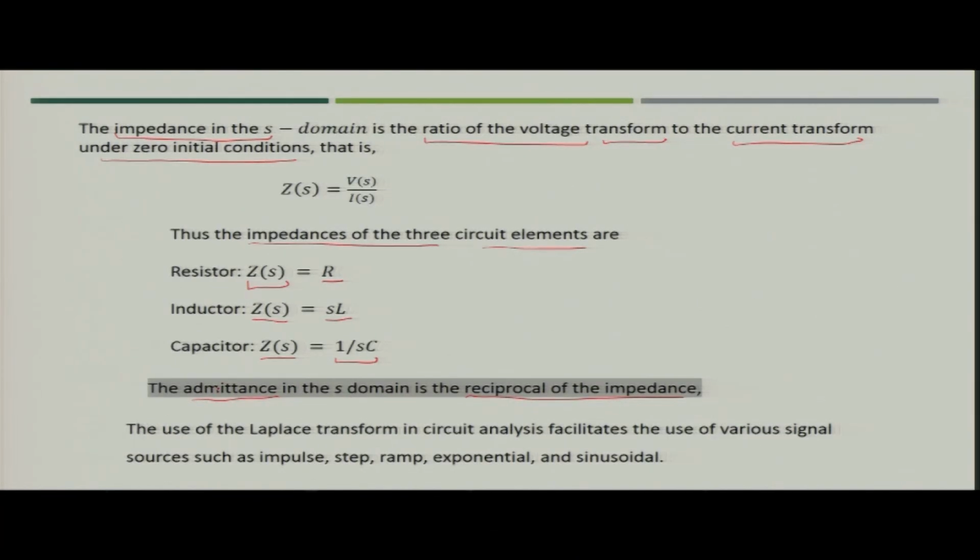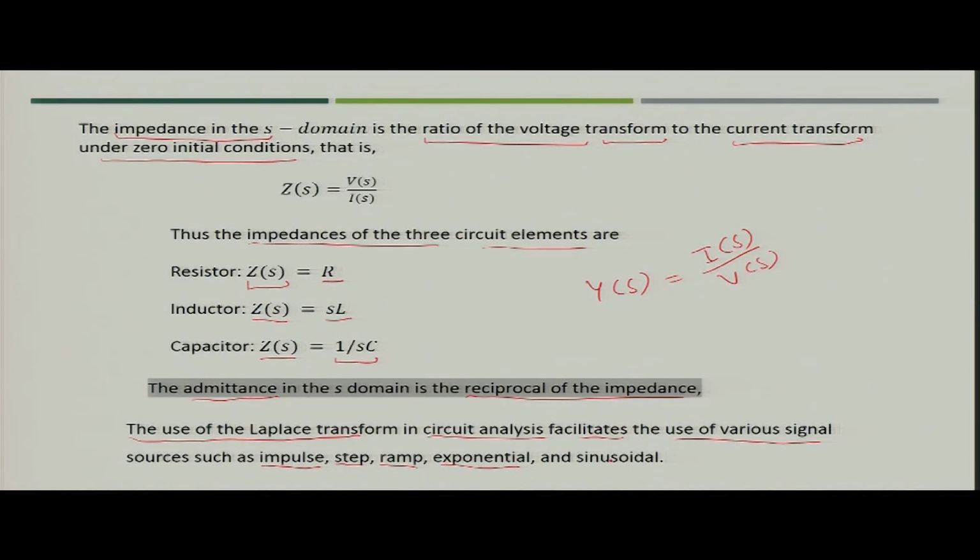Now, if you want to find out the admittance, admittance would be the reciprocal of the impedance. So, in case of Z(s), if you want to find out the admittance, that is Y(s), it will become I(s) by V(s), and similarly the values of conductance and the inverse of inductor and capacitor will also change. Now, the use of Laplace transform in circuit analysis will facilitate the use of various signal sources. So, like impulse response, step response, ramp and exponential source response can be utilized for analyzing the circuit.